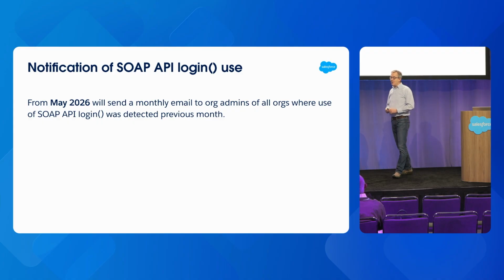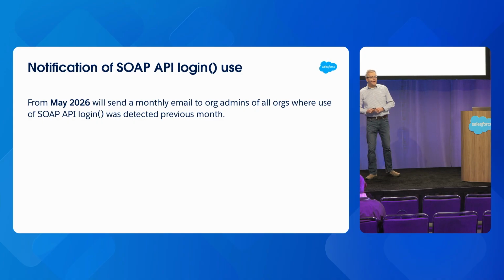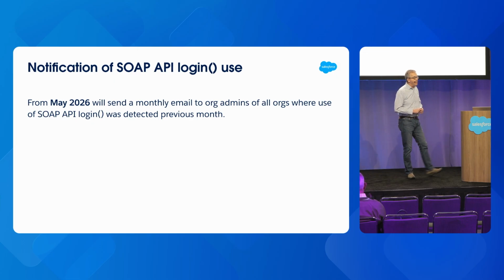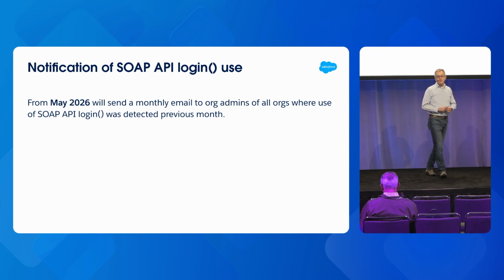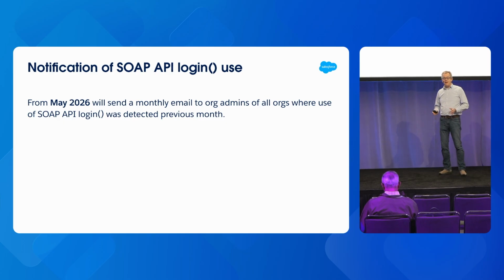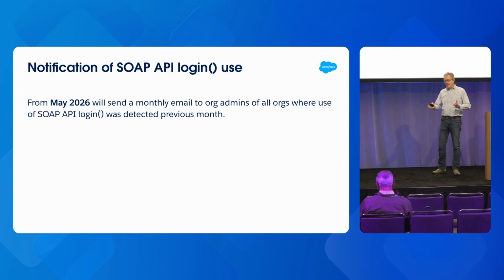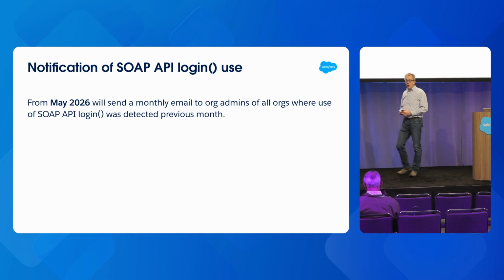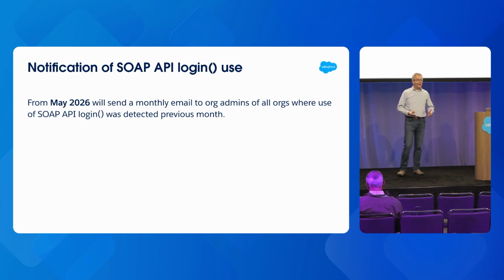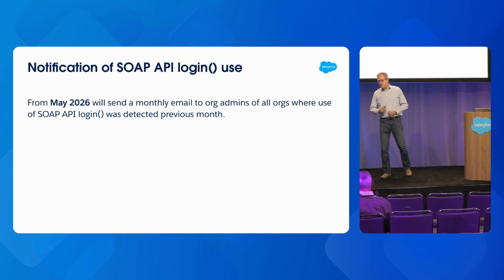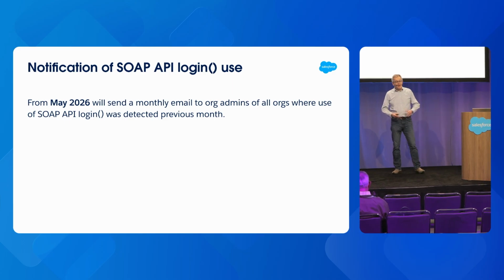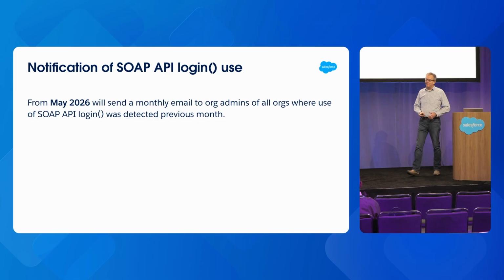Now, for those of you that are using SOAP API login in your orgs, as of next month, you will get a friendly email every month reminding you of that usage. And so we're doing a query. We will see the SOAP API. In this case, we will look for April. Was the SOAP API login used in your org in April? If there is, we will send you a friendly email. Just as a heads up, as a constant reminder. And so you can start to expect those as of next month. And you now know the guy that's sending them to you. Okay.